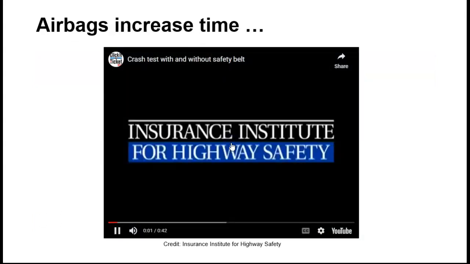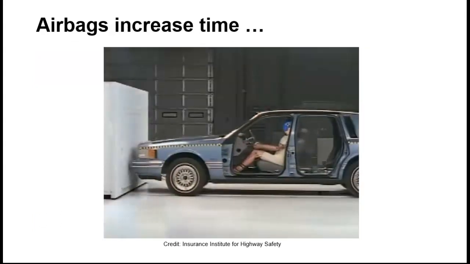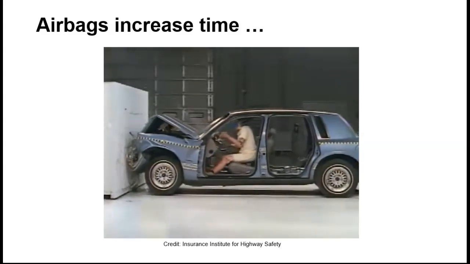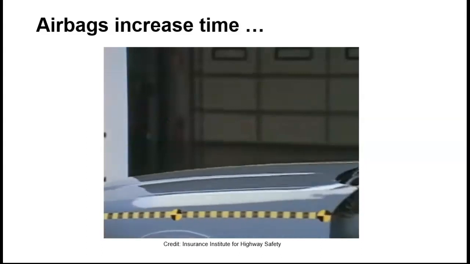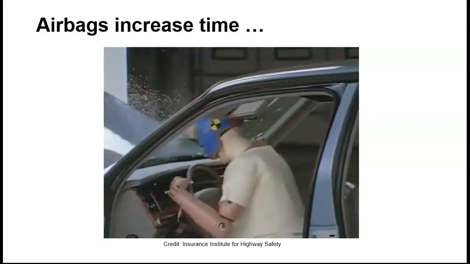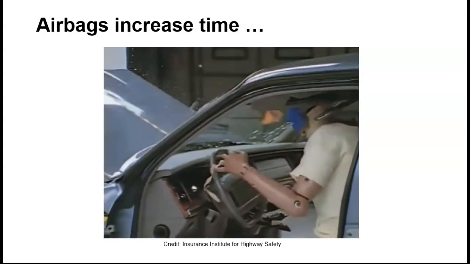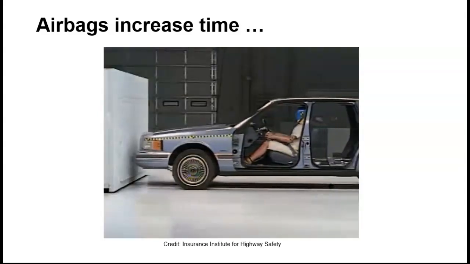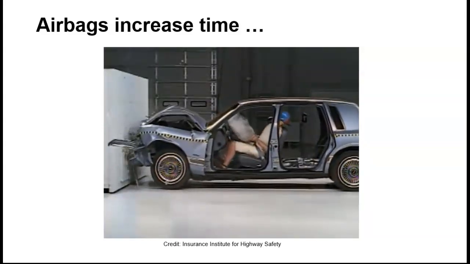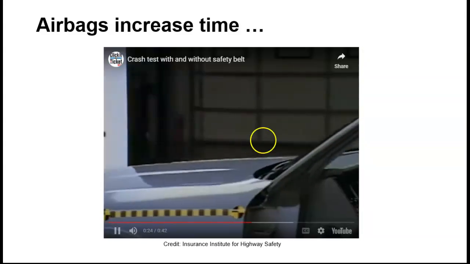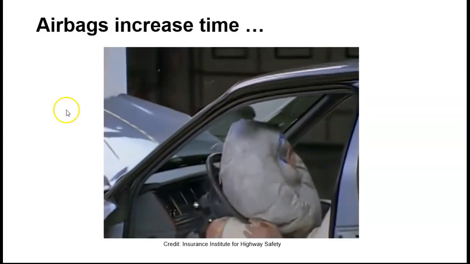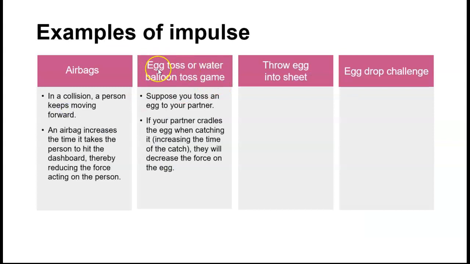So in this clip, we have a person who's going to hit the barrier. And as you can see, the person goes forward because of inertia. But what if the airbag popped out? If the airbag popped out, then that person would go forward for a longer period of time, and that would decrease the force on the person. So that's one way that airbags can save lives. Let's look at another example.